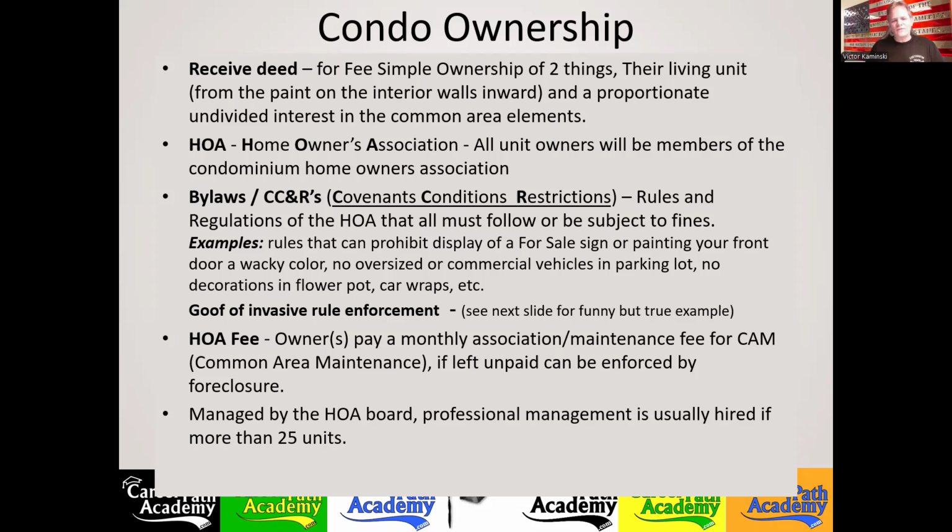So HOA fees, the owner has to pay a monthly HOA fee that covers paying the landscaper for doing snow removal or cutting the grass, for those dumpsters where they put the trash and the recycling to get taken out, for the maintenance of the swimming pool and the tennis courts and everything else. They're managed by an HOA board. Professional management is usually hired if there's more than 25 units, but not necessarily.